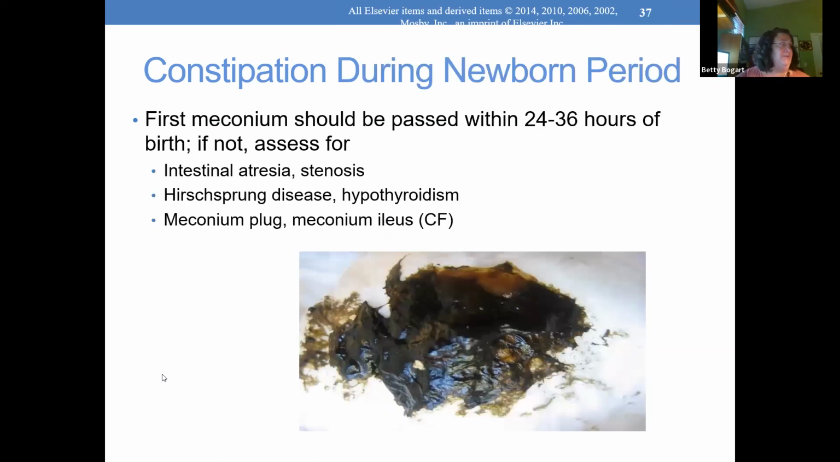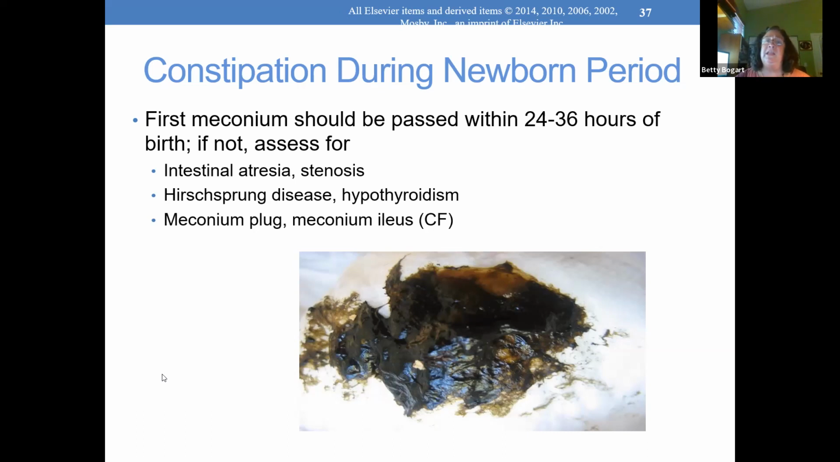Now, what if you haven't had a stool as a newborn infant? You're just born. There's no meconium that you've seen within 24 to 36 hours after birth. Well, there's a couple different diagnoses you might see. There might be something physical like atresia. There's a closure in the intestines, or a narrowing, that could be. But Hirschsprung's disease, we're going to go into that more in just a little bit.